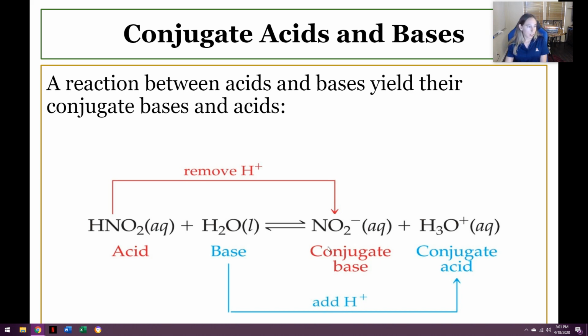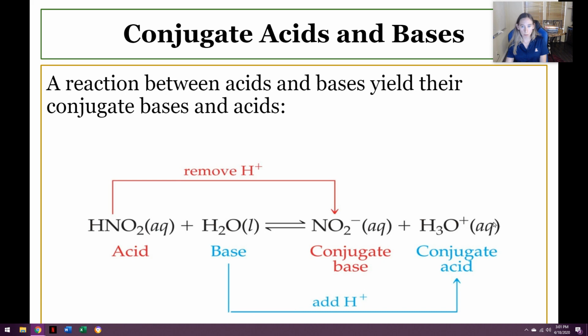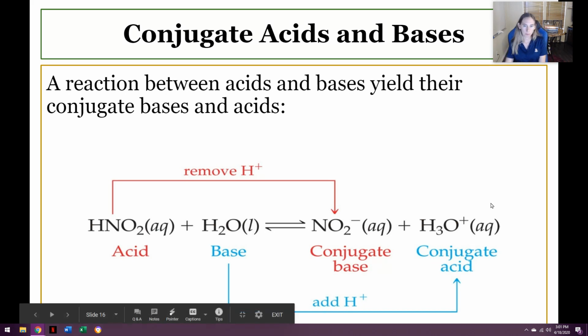So we can call it the conjugate base. H3O+ is an acid according to our definition because it can donate a hydrogen ion. In fact, it would love to do so that it could become neutral again. Therefore, we're going to call this the conjugate acid.